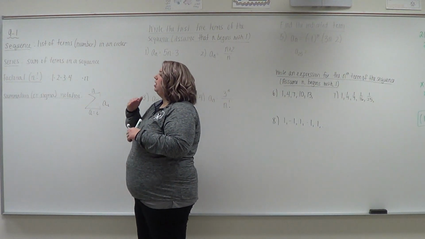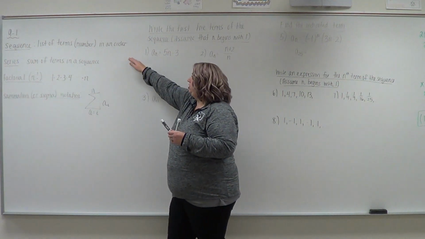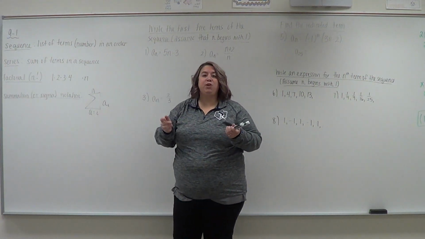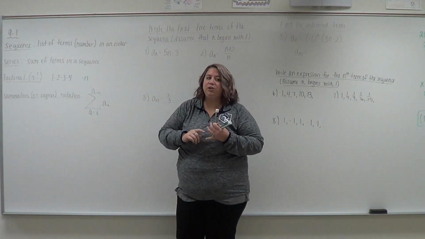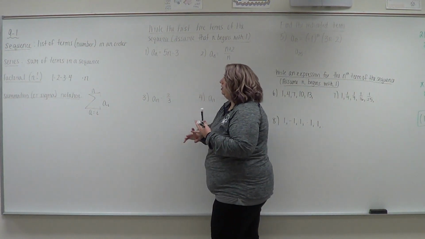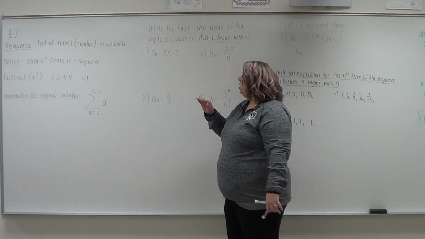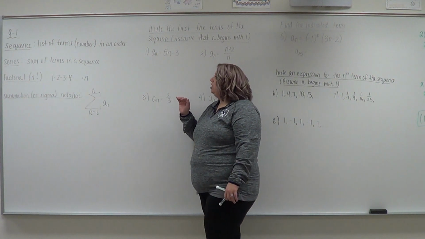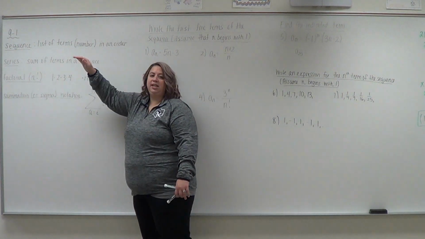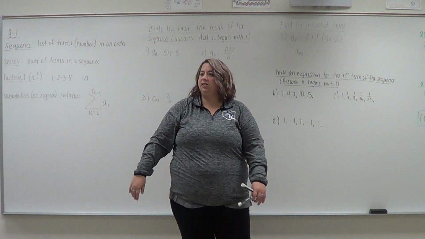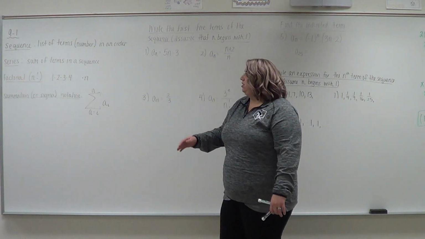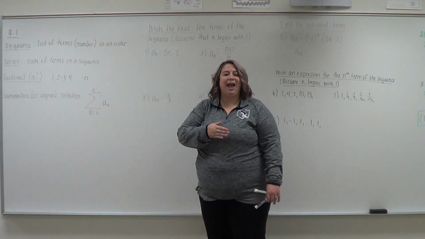So a sequence, as we're going to talk about it, is just going to be a list of terms. And we're going to do numbers. So we're past where you do your fruits and different shapes. Everything will be numbers. A sequence is just listing them out. A series is when you're going to find the sum of them. So you're going to take all of those and add them together.